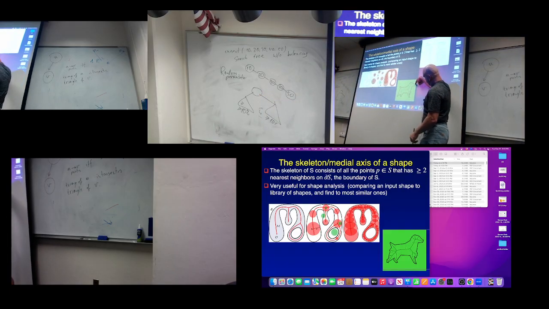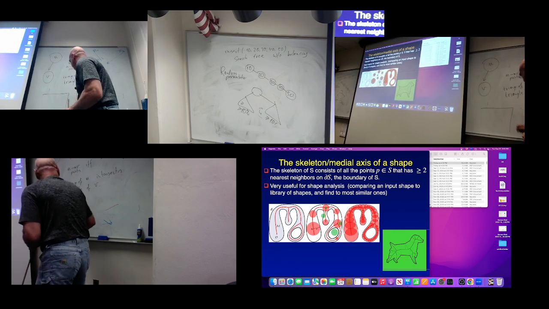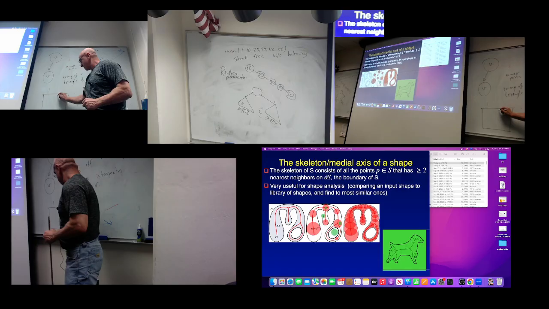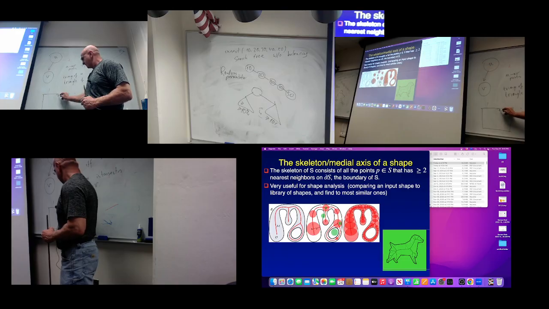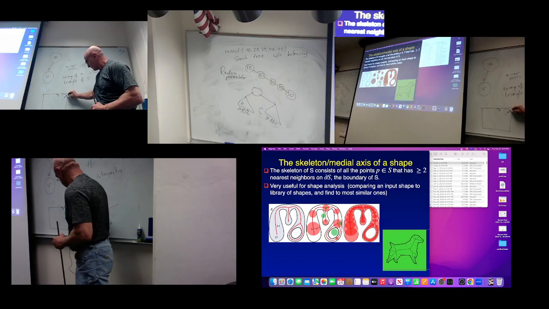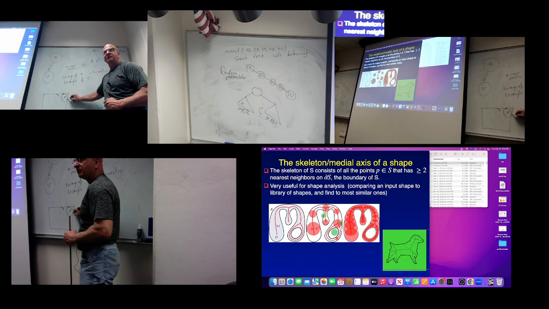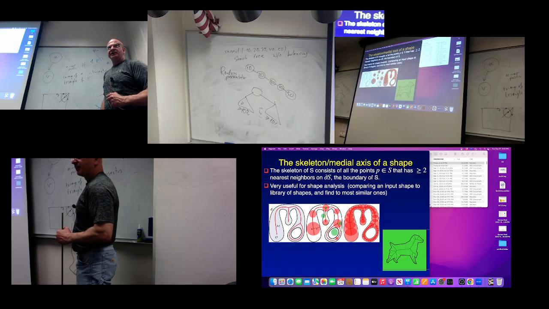Let's think about a rectangle. What would be its medial axis? This point, P over here, is not on the medial axis, not on the skeleton, because its nearest neighbor is just this point over here. But if I look at a point on the diagonal, look at its nearest neighbors. It has one nearest neighbor, another nearest neighbor right here, 2 nearest neighbors. So the diagonal is part of the skeleton.